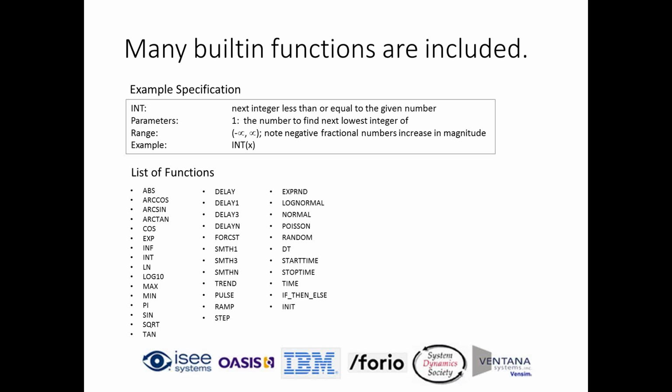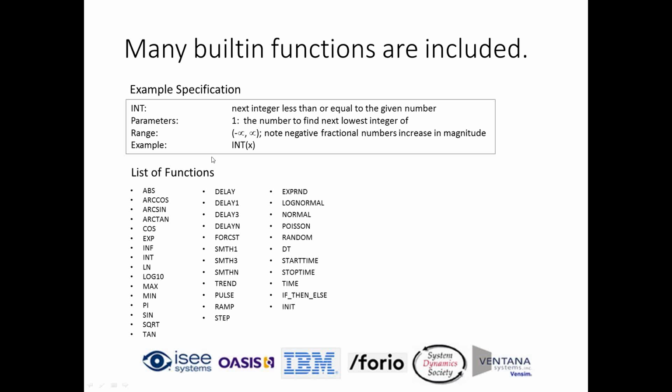I talked a little bit earlier about the challenge of having function definitions, where the actual behavior may vary from program to program. So we specify in the XMILE format a number of different functions, and each function is actually accompanied by a specific technical definition. So I talked about int before, and it takes one parameter, and it takes the next lowest integer. So as a note, negative fractional numbers increase in magnitude. That means that int of 1.5 is 1, int of negative 1.5 is negative 2. It's the next lowest integer. So we specify that behavior exactly.